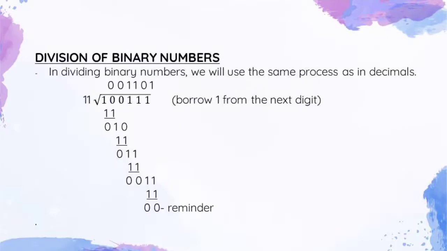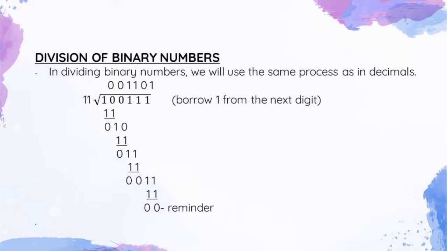And the last operation is division of binary numbers. In dividing binary numbers, we will use the same process as in decimals. So our example here is 11 divide 100111. So the first thing we will do is divide 11 to 10. So 11 divide 10 is equal to 0. So we have to put the 0 above, and then 0 times 11 is equal to 11. So we will put the 11 below the 10, and then we subtract it.